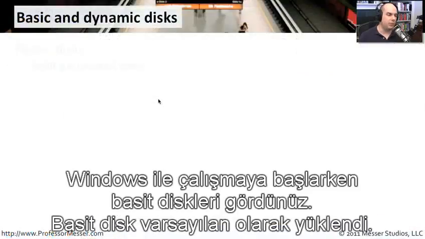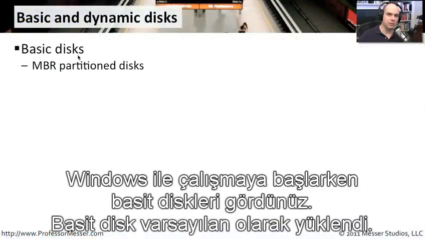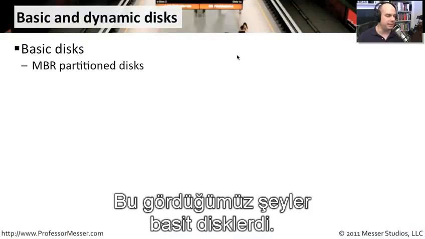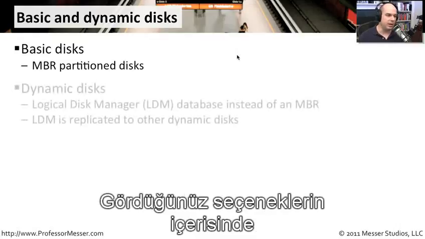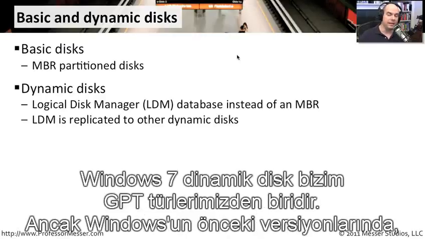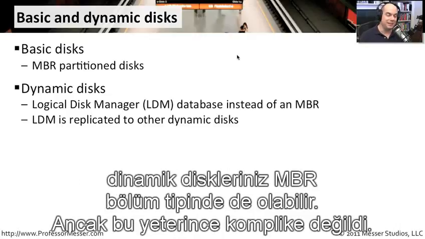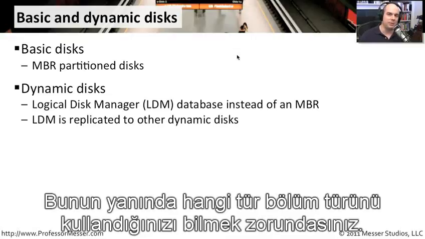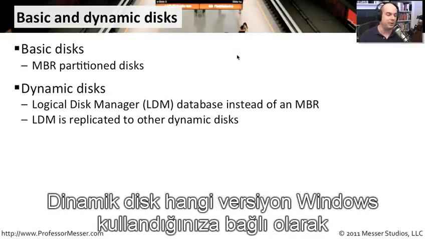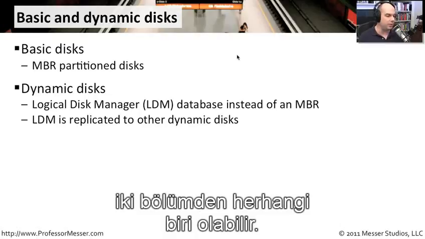You saw when we started working with Windows that the basic disk was what was loaded by default. We chose those MBR partition disks, and that's what we got as our basic disk. We had an option, though, you saw, to create a dynamic disk. In Windows 7, the dynamic disk is one that is our GPT type, although in previous versions of Windows, your dynamic disks can also be MBR partition disks. So if that wasn't complicated enough, you also have to know what type of partition type you're using, whether it's a basic disk or a dynamic disk. The dynamic disk could be either partition type, depending on what version of Windows you were using.